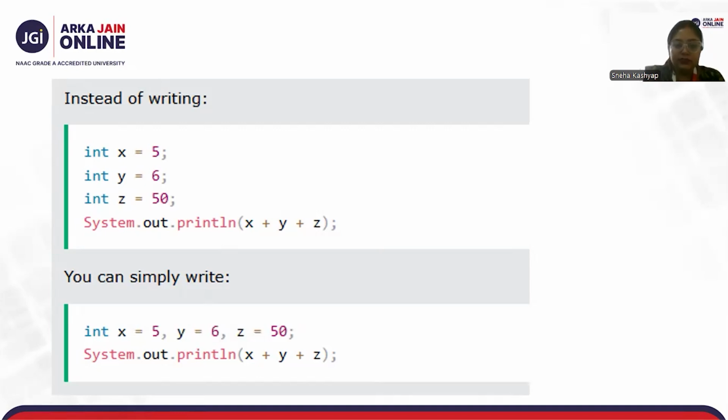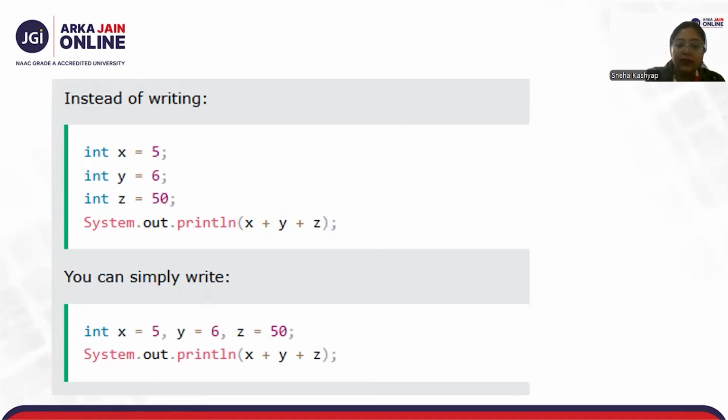Now what I'm trying to do is system.out.println x plus y plus z. So if you do this first part, it will simply print x plus y plus z, which is nothing but 11 plus 50, that is 61, right? So it will print it.